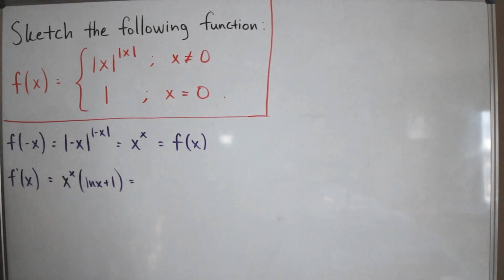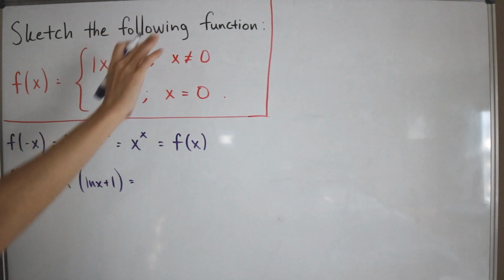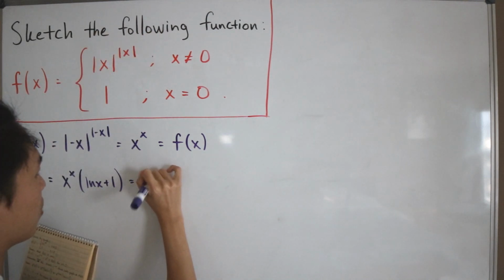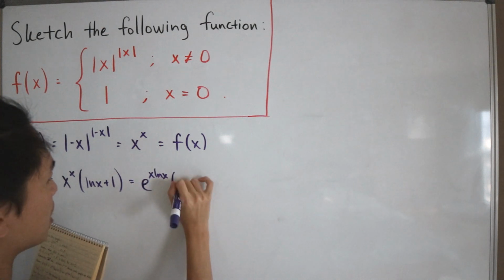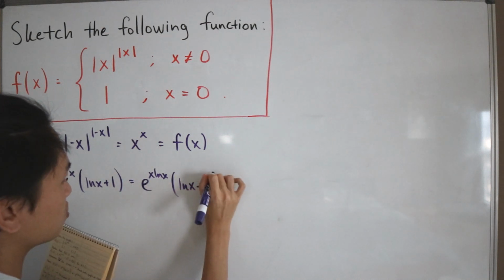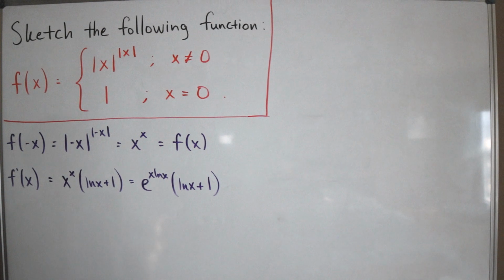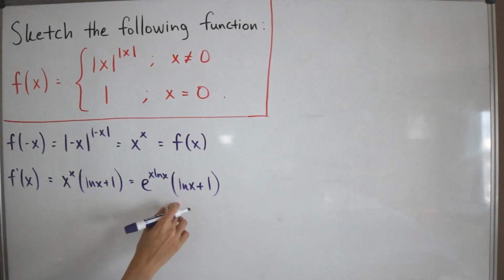But to make things a little bit easier, and another way to look at things in retrospect of how we graph things, let's actually write this as e to the power x times ln of x, and then keep that at ln of x plus 1. So now we must find our critical points. So set this equal to 0.